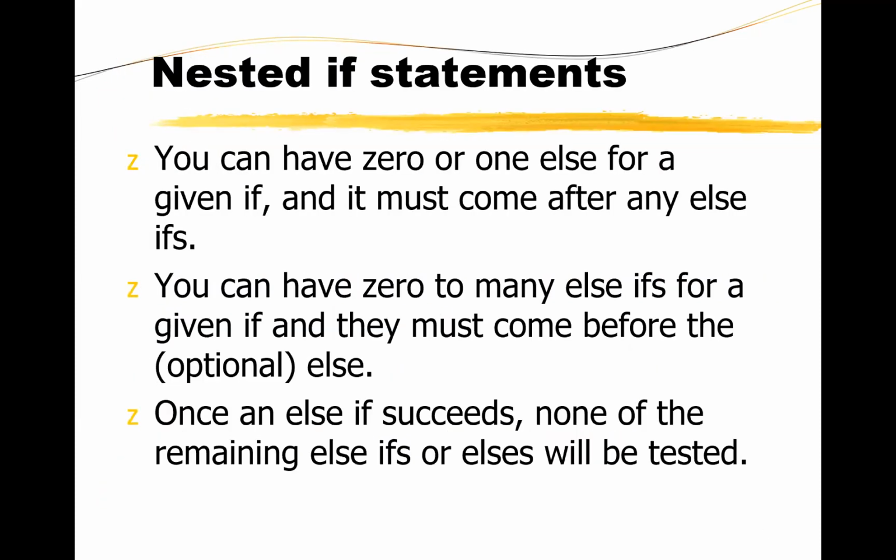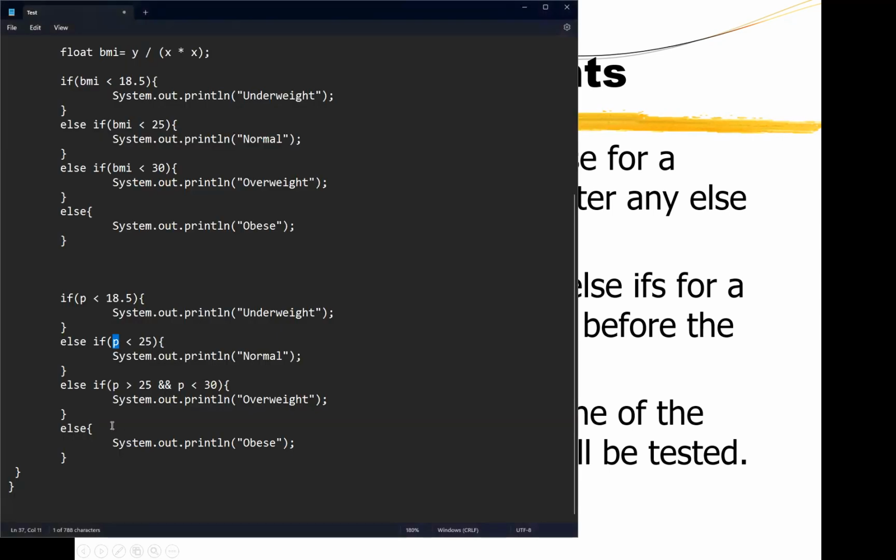If you want, you can have 0 or 1 else for a given if. Then if you are using an else statement, it must come after any else ifs. Even in nested if conditions, it is not a must to use else. Even here, if you want to say something like up to 100 it obeys, otherwise invalid, then you don't have to use else. Without else it works perfectly. It is not a must.